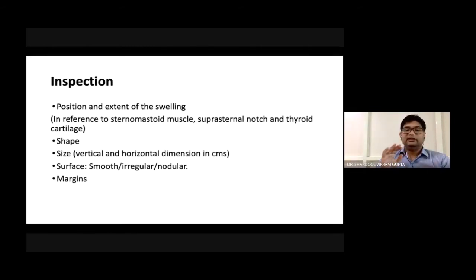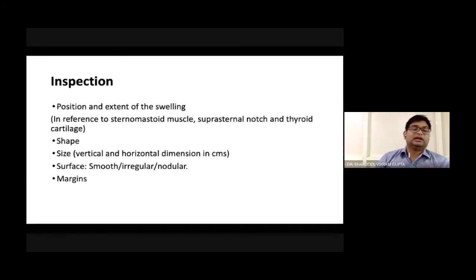In any swelling, you have to describe the swelling in terms of... am I audible properly or not? Someone said there is a connectivity issue. Please confirm whether I'm audible and visible or not. So everyone says I'm audible and visible properly.